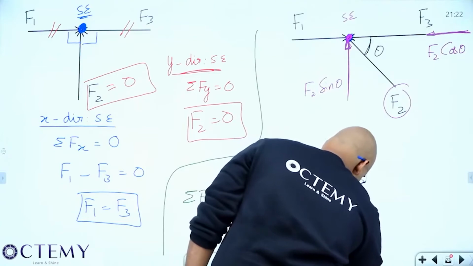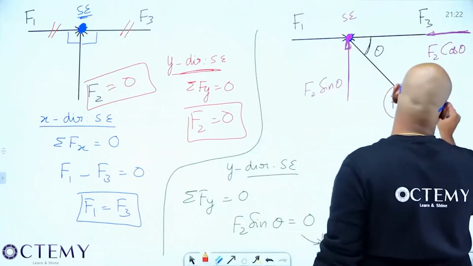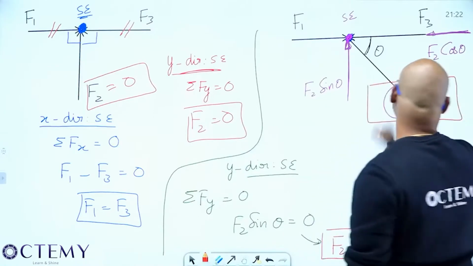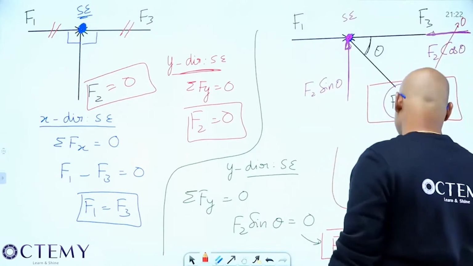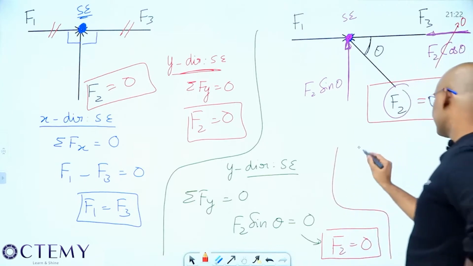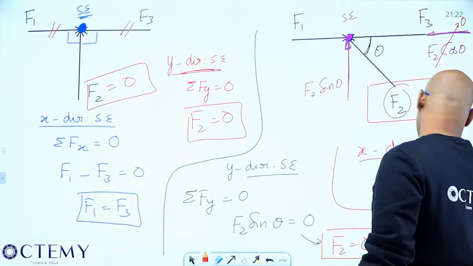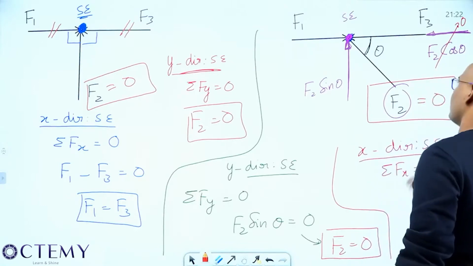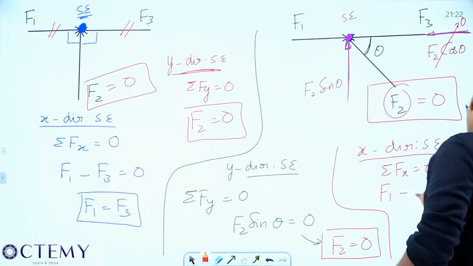F2 is 0. So this force is 0. Now if F2 is 0, what will happen to F2 cos theta? That is also 0. If F2 is 0, F2 cos theta is 0. Now what's happening in the next direction? Static or dynamic? Again static. Sigma Fx equal to 0. So F1 in the positive direction, F3. F2 cos theta is gone. So F1 equal to F3.